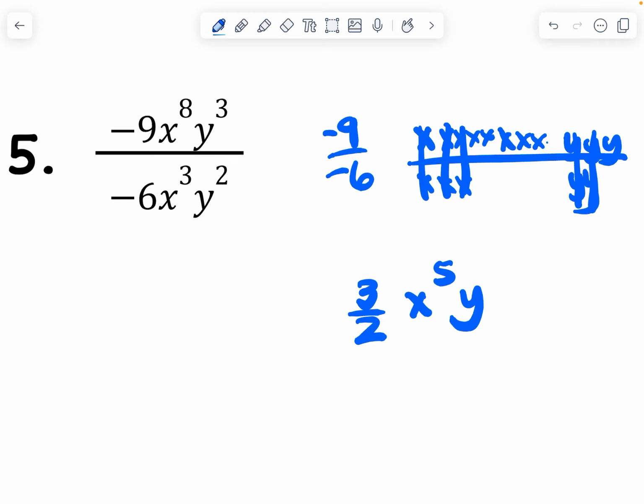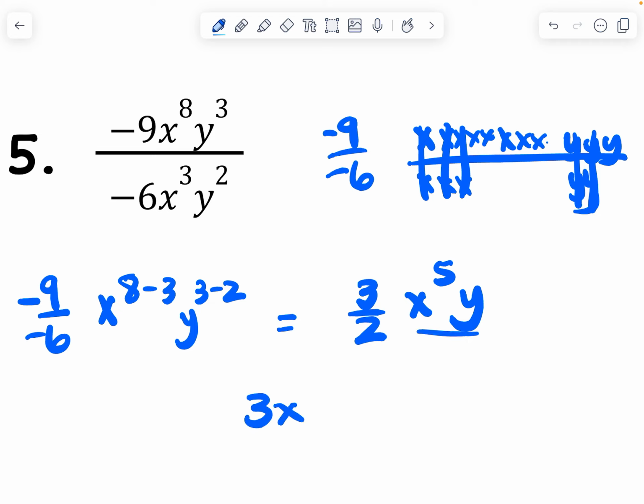So I'm going to do it over here. -9 over -6. I subtract my exponents, and I still end up with the same thing. Now, the other way to write this, because this is all over 1, you could write it like this. But either way is the exact same answer.